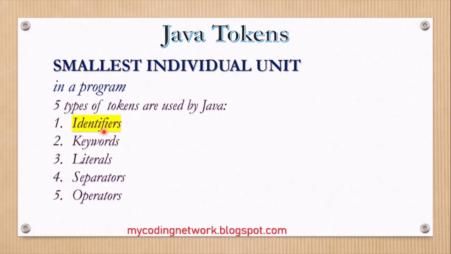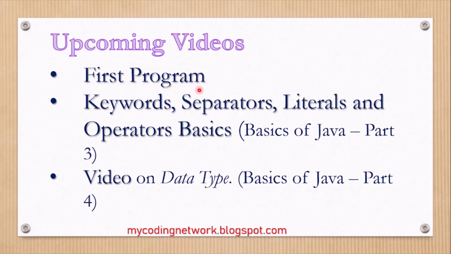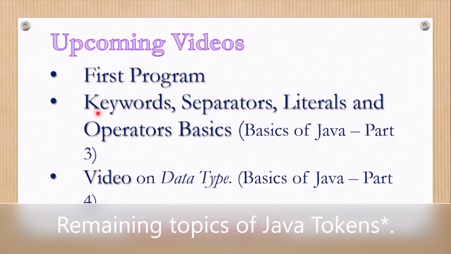With this, we have completed the first part of Java tokens, which is identifiers. We will be concluding part 2 of the basics of Java here. We will talk about keywords in the part 3 video of the basics of Java. Now we are ready to write our first program. In it, we'll be using the concept of identifiers which we have just studied. Further, in part 3 of the basics of Java, we'll be covering the remaining topics such as keywords, separators, literals, and operators.